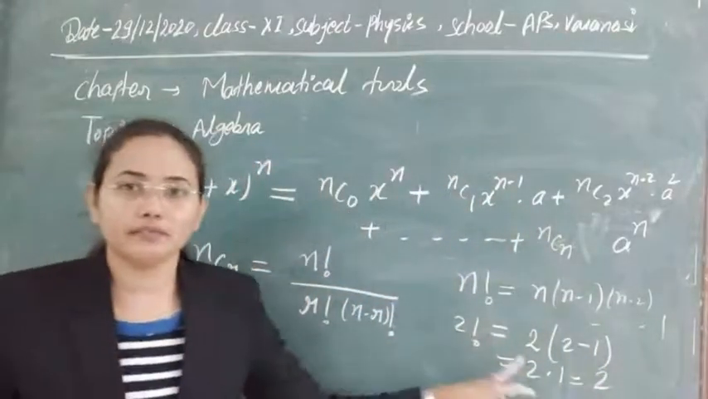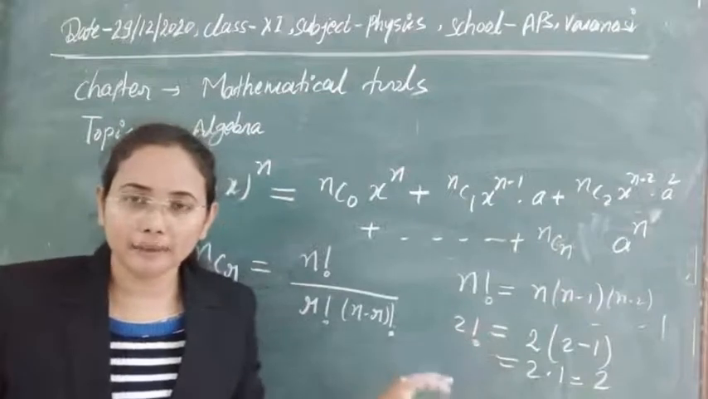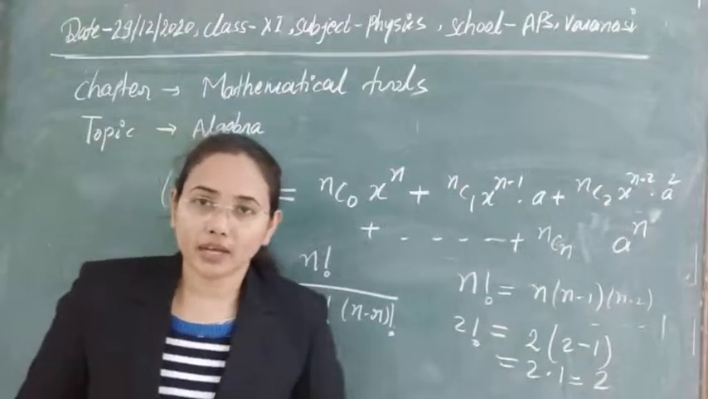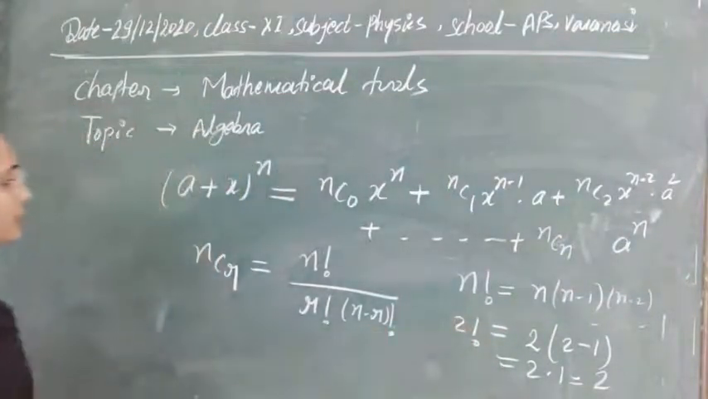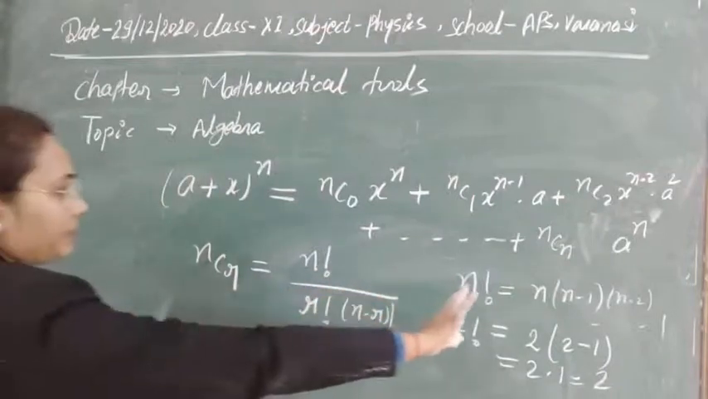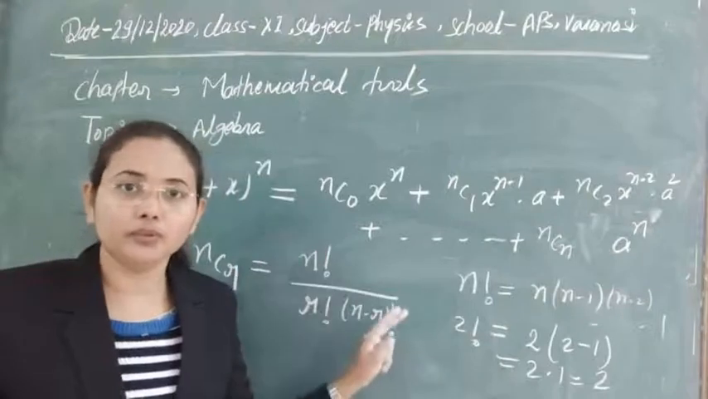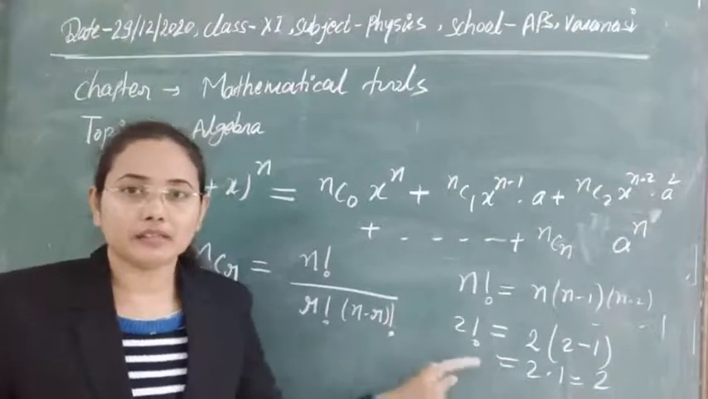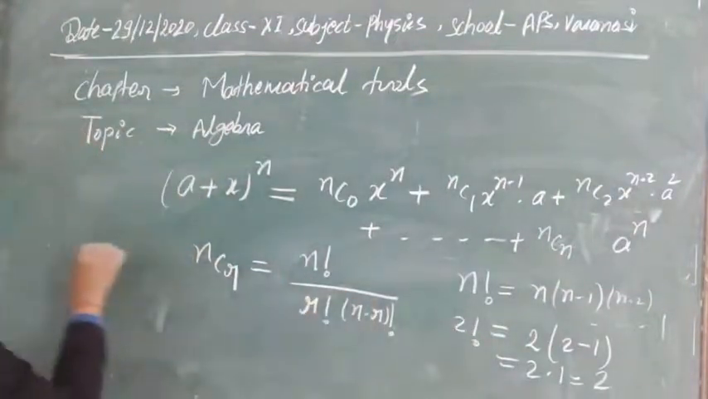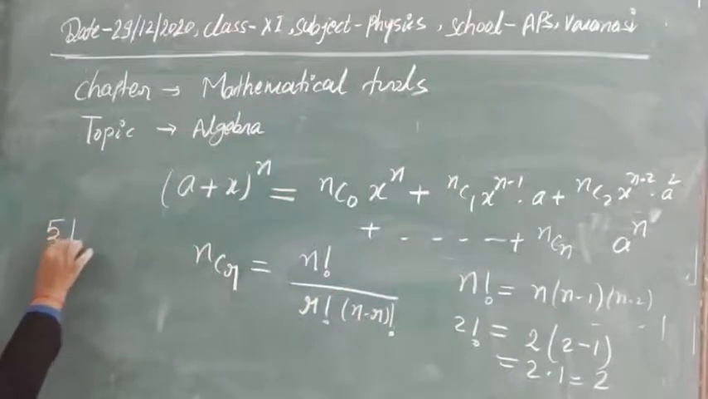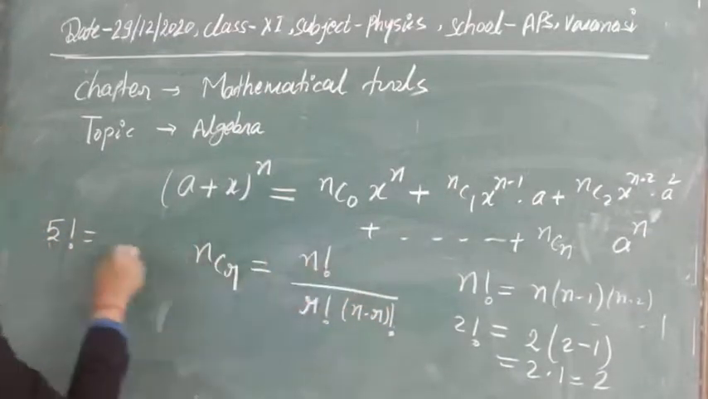So this is the value of factorial 2 we have. In this way we can calculate, suppose we have to calculate factorial 4, only to make you understand the binomial theorem. This is very important for you for the derivations in physics. So if we have factorial 5, then with this formula how can you expand it?